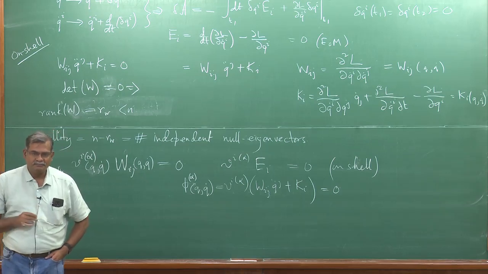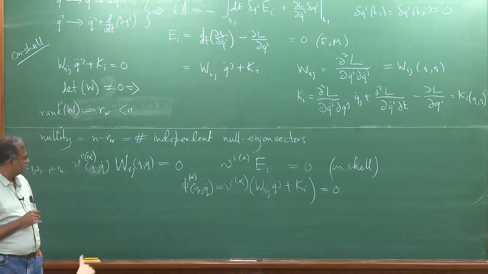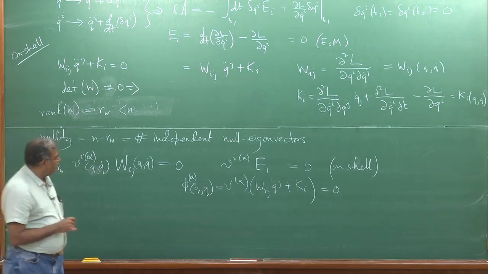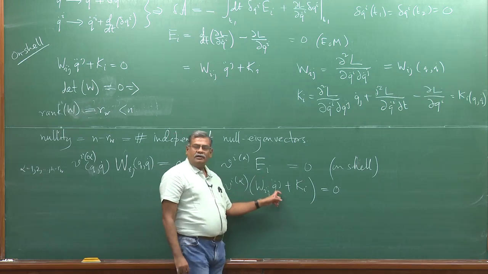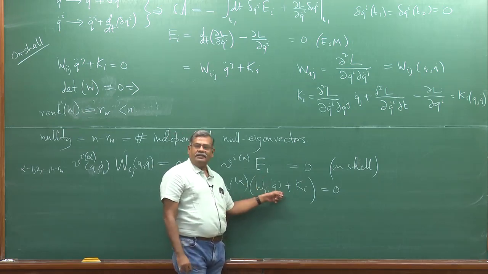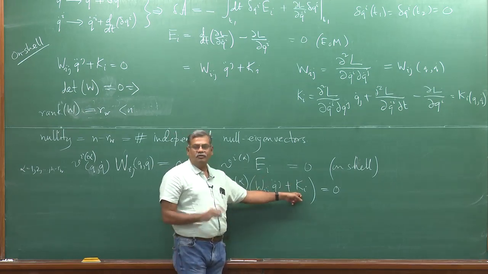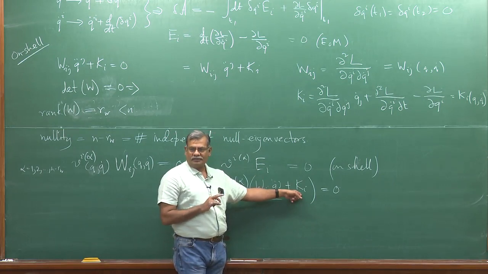Sir, yeah. Can you repeat how is this expression not dependent on q double dot? Because this term, in Ei, you had a q double dot term, which actually was this Wij qj double dot. The Ki, the rest, only depended on q and q dot, right?